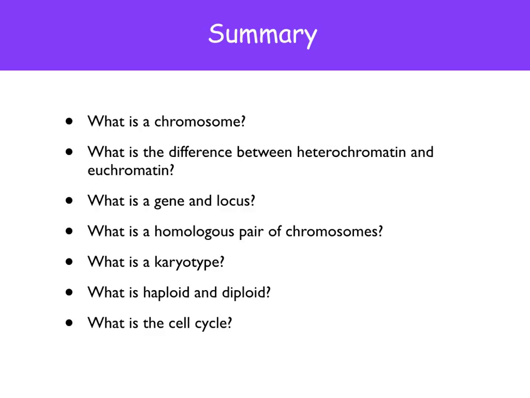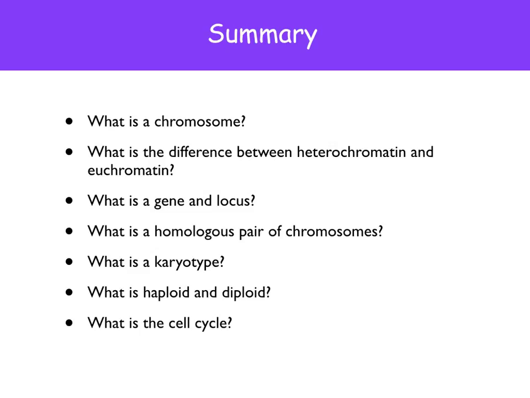Okay, in summary, let's go through what we've looked at. We looked at what a chromosome is. So it's a structure made of DNA and histones found in the nucleus of eukaryotic cells. Heterochromatin stains darkly and euchromatin stains lightly. So euchromatin is where you find the DNA used in protein synthesis. What is a gene and locus? A gene is a section of DNA that codes for a particular protein, and the locus is the position where it's located on the chromosome.